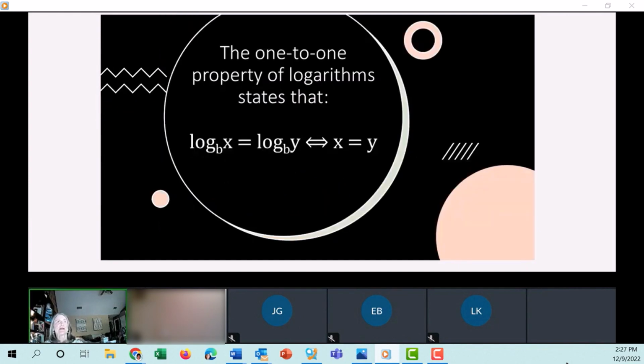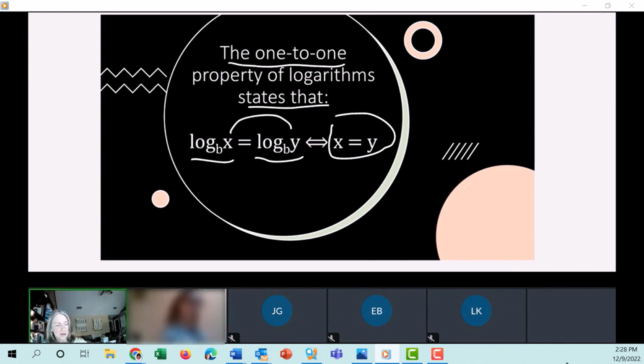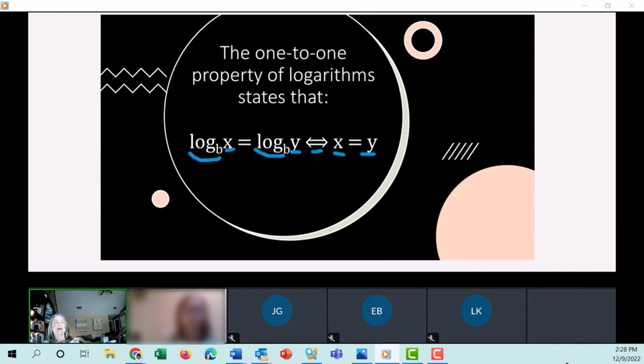Now let's extend that to the one-to-one property of logarithms. I need you to write this down. Log base b of x equals log base b of y gives us the same kind of equation that we can set up. Now these two statements will be equal. So I want you to copy this down and keep it in your notes because we're going to have that as the first question on our exit ticket. And we're going to be using this throughout the lesson. So let's set up an example.